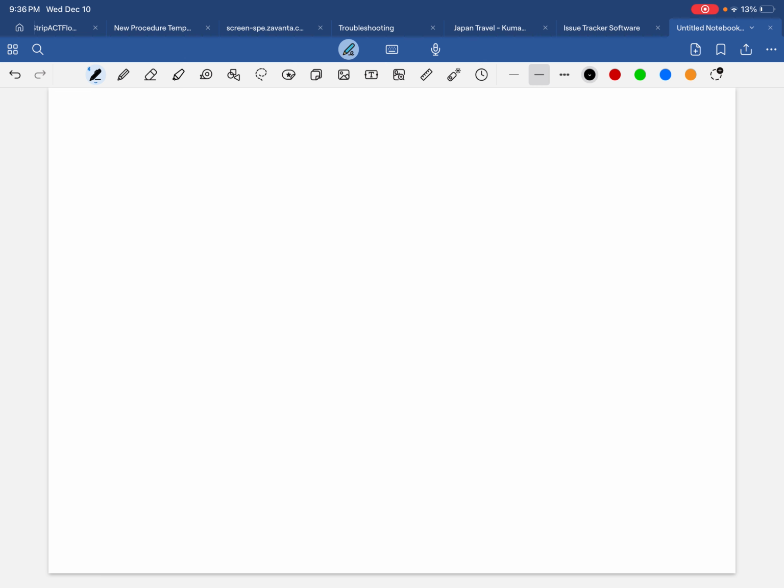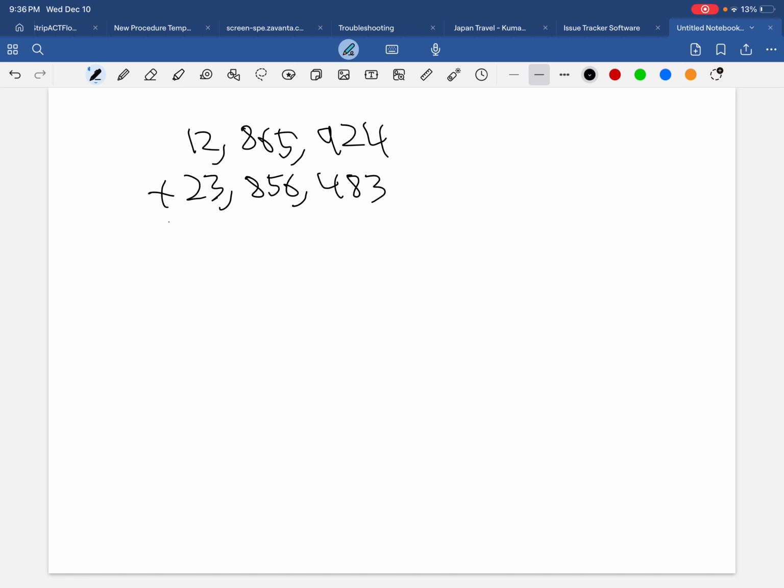Let's do some arithmetic. Some addition first. Now, as I said before, Napier was working with big numbers. So, let's get some big numbers. This isn't going to be that bad. We all know how to add big numbers.